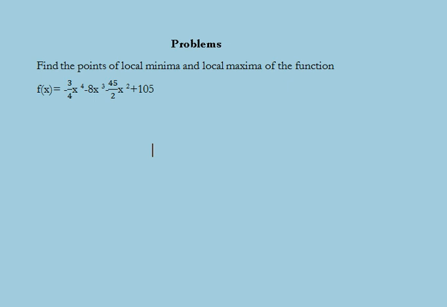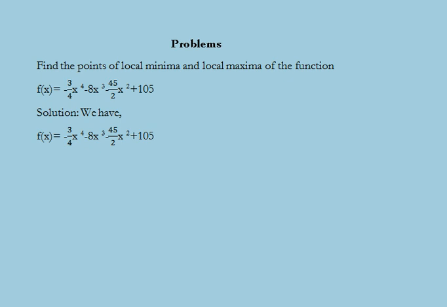We have a problem which says: find all the points of local maxima and local minima and the corresponding maximum and minimum values of the function f(x) = -3/4 x^4 - 8x^3 - 45/2 x^2 + 105. Here in this problem we have f(x) equal to the given function, which is -3/4 x to the power 4 minus 8x cube minus 45/2 x square plus 105.